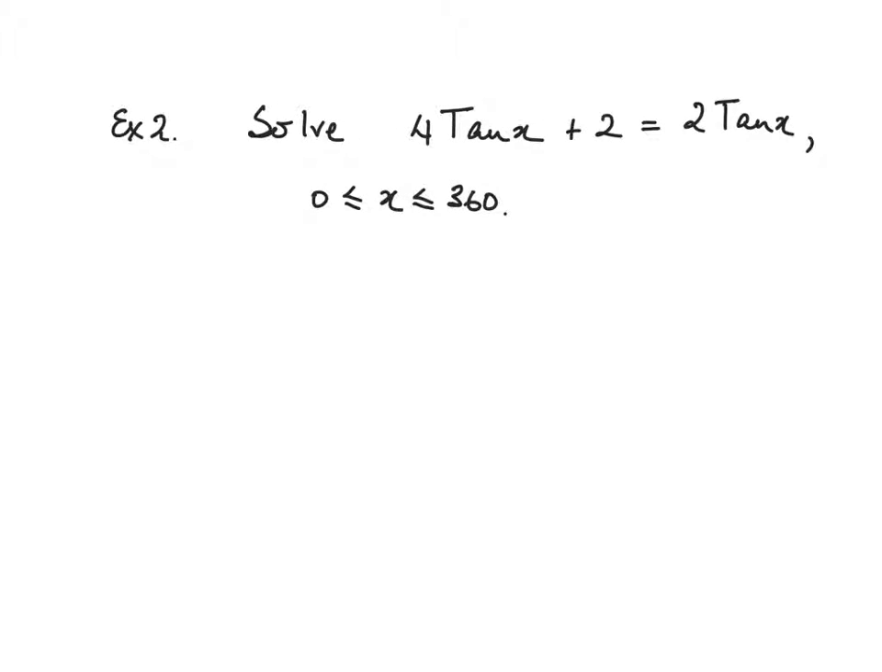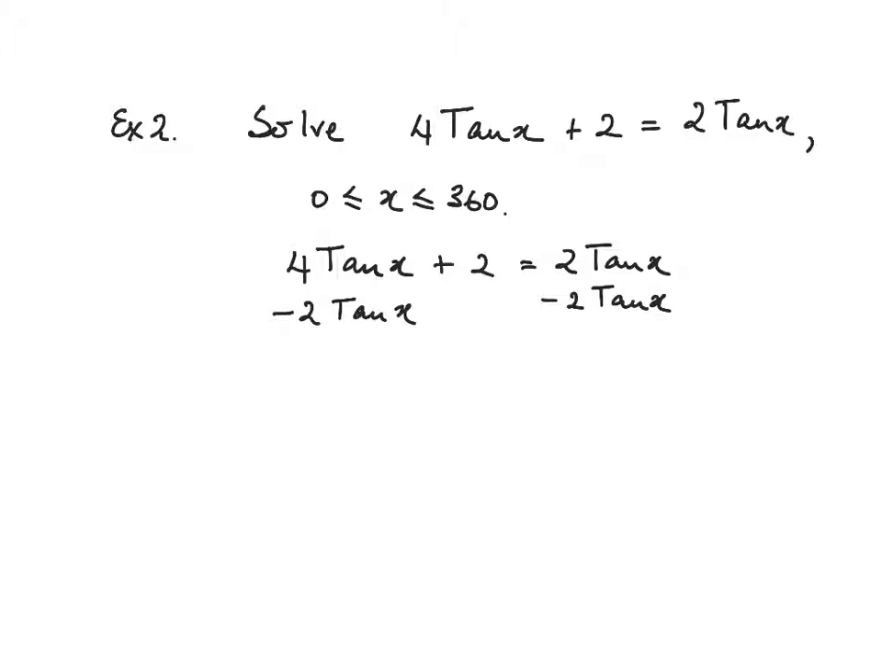In our second example, we've got to solve the equation 4 tan x plus 2 equals 2 tan x. That's quite tricky. What I want to do is to gather together the trig functions. So I'm going to subtract 2 tan x from both sides. 4 take away 2 is 2.